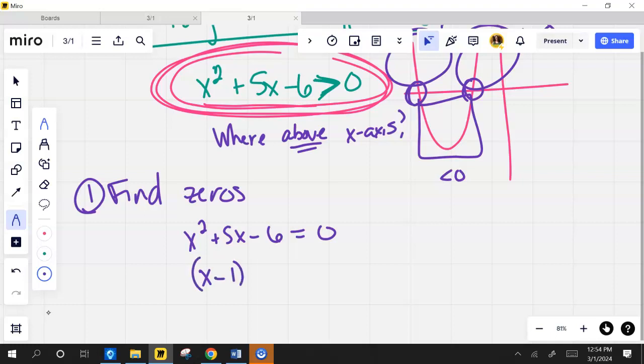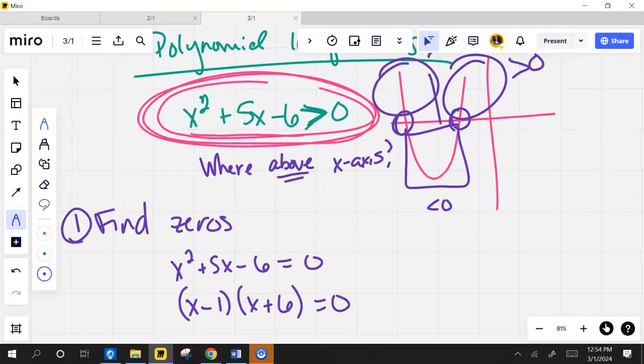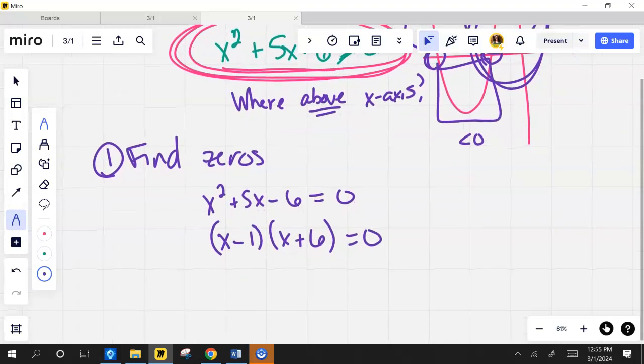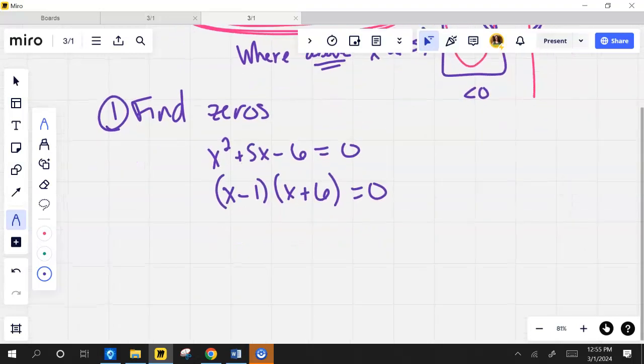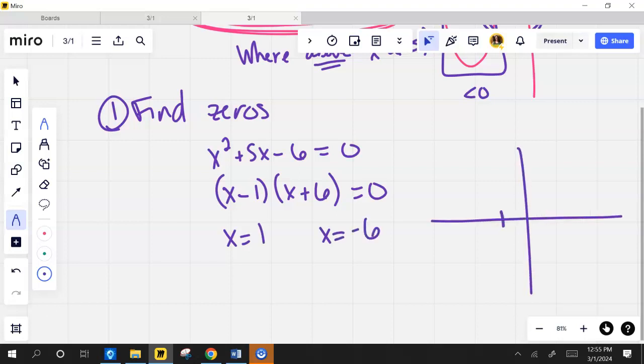x minus 1, x plus 6. My graph is way, way off. It's completely wrong. Don't look at that. That's embarrassing. Because it's actually more like this. But anyway, okay. Point being here, my zeros are at x equals 1 and x equals negative 6. Do you all agree?